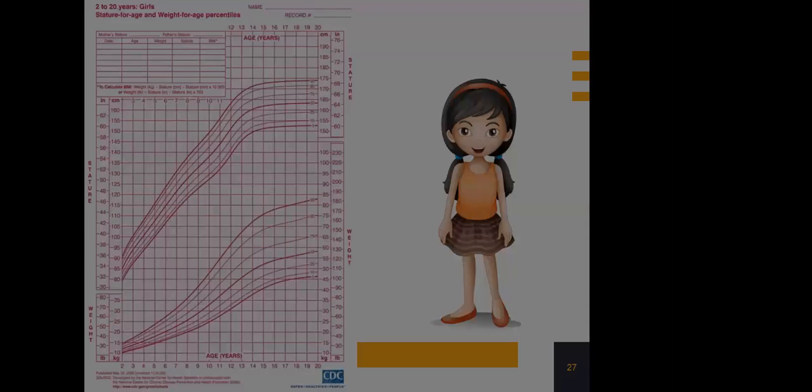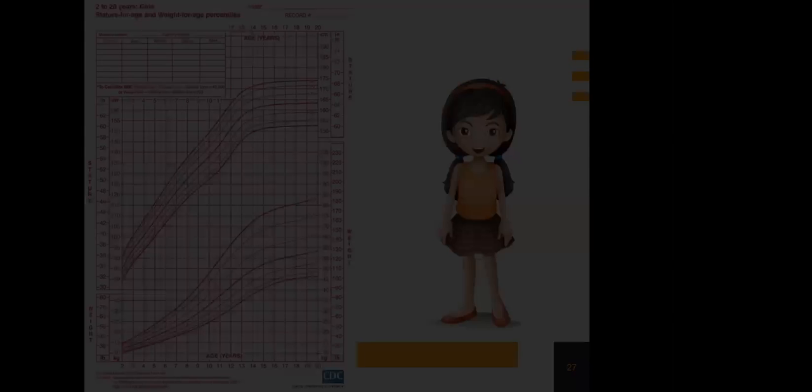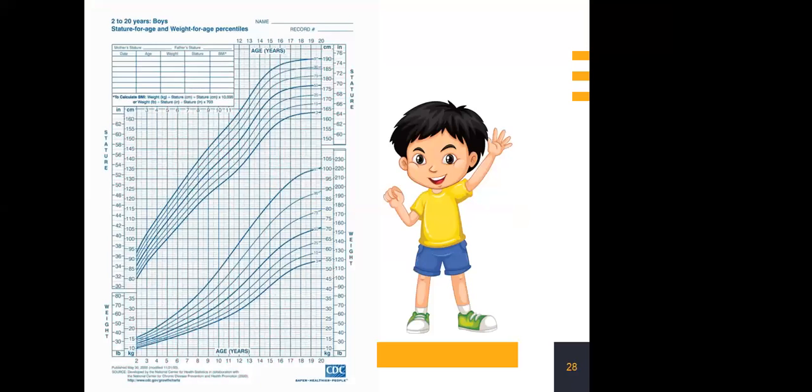This is an example of how a growth chart looks. Here we have the age, then the height, then the weight and height. A person's age can be determined by comparing their height and weight in this chart. This is a chart for girls of 2 to 20 years of age. Similarly, we also have a growth chart for boys. This is the growth chart for boys.